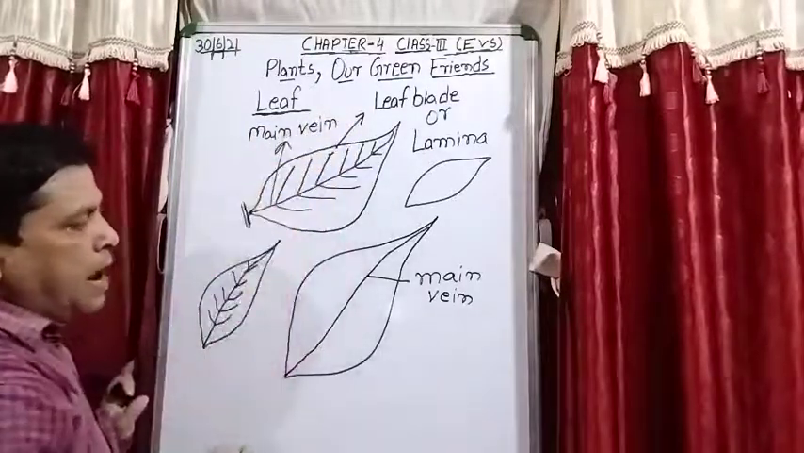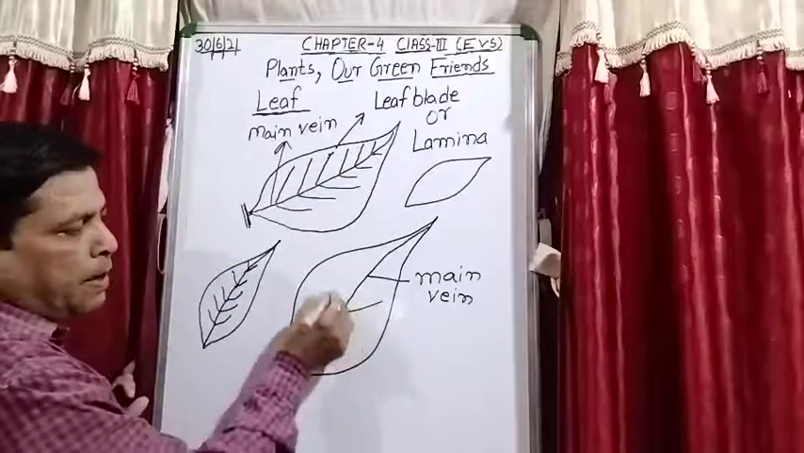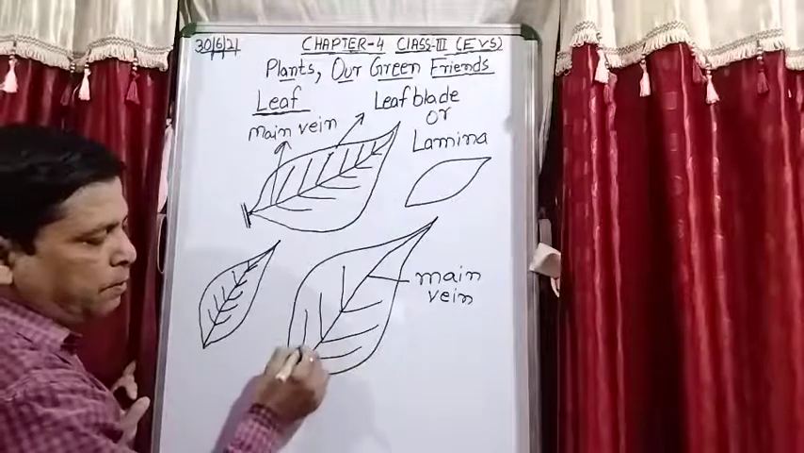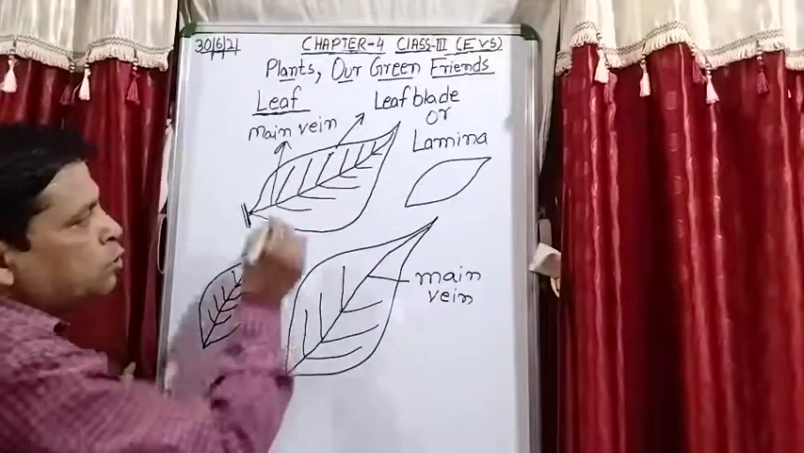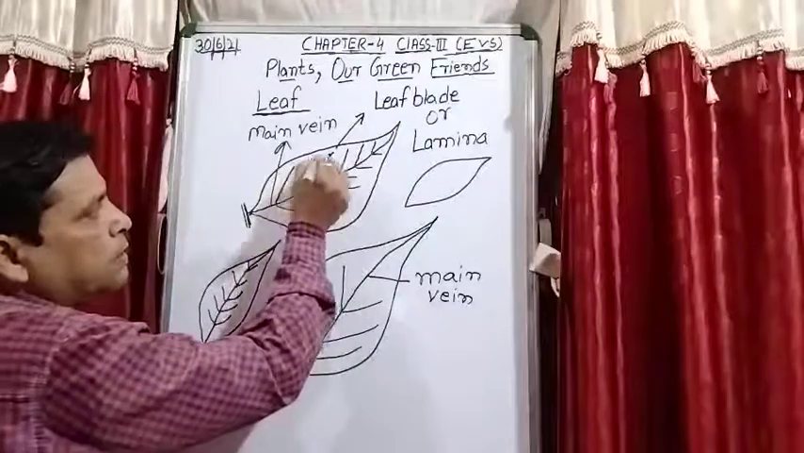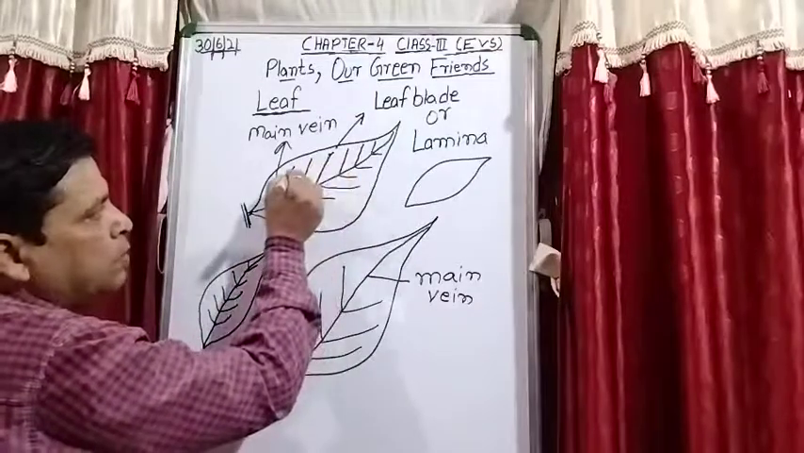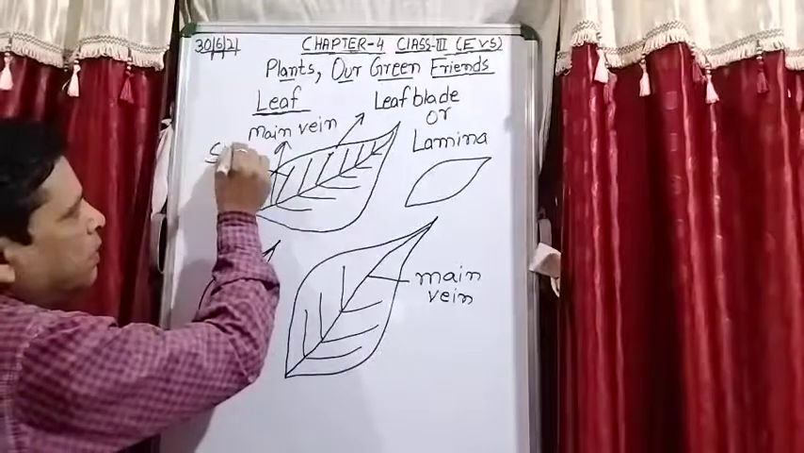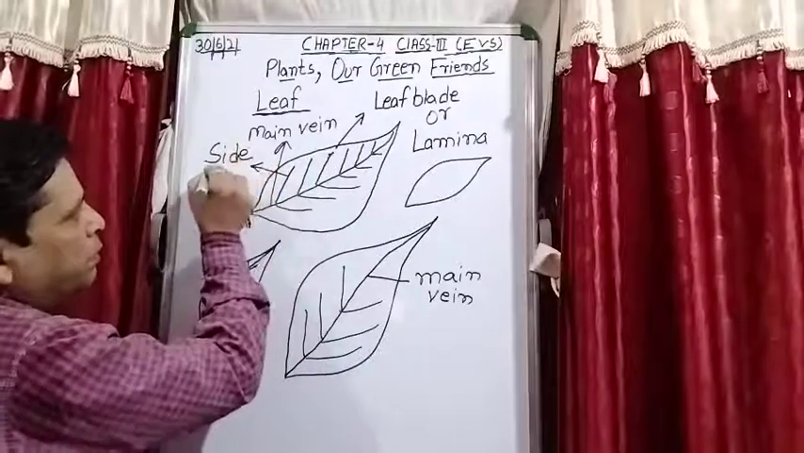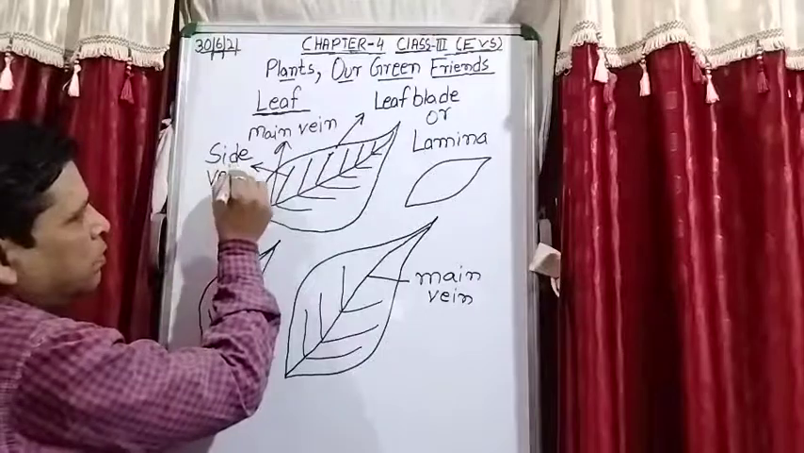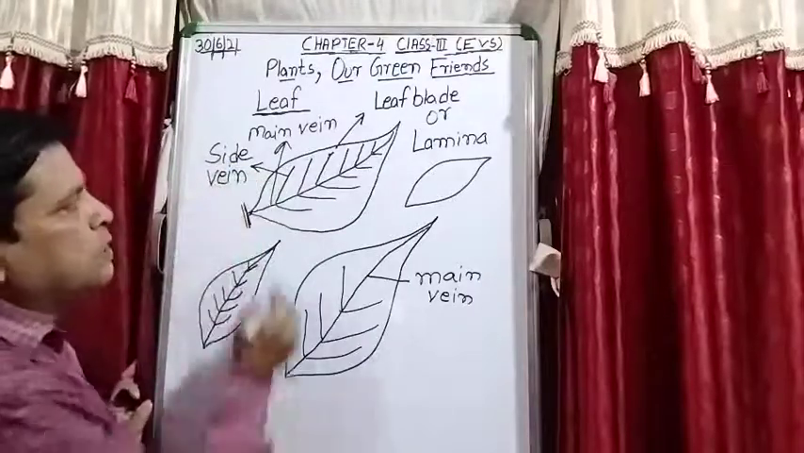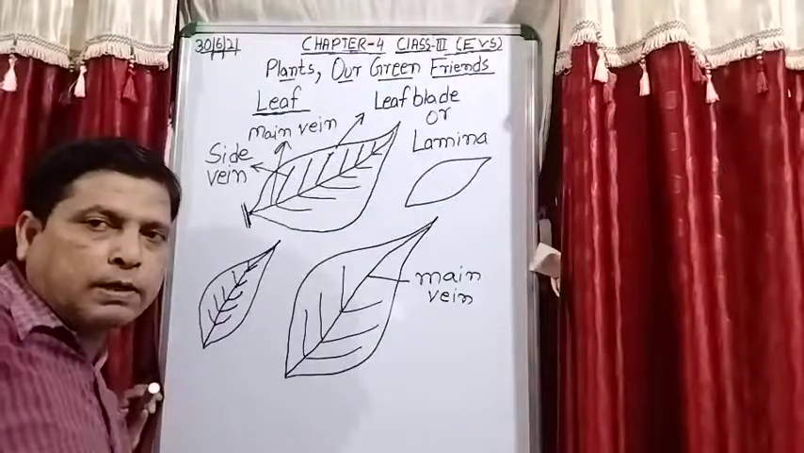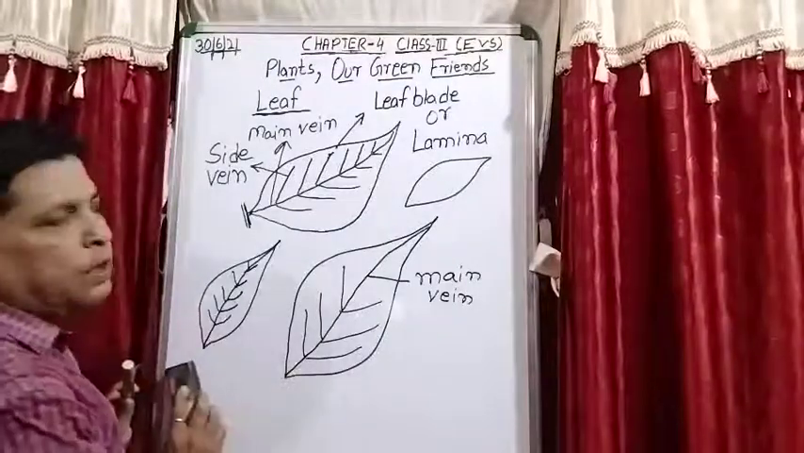Is it clear? And with this main vein many side veins are attached. In this manner many side veins are attached. So these are known as side veins. So this is the structure of a leaf. I hope you all are able to understand. This is the structure of a leaf.